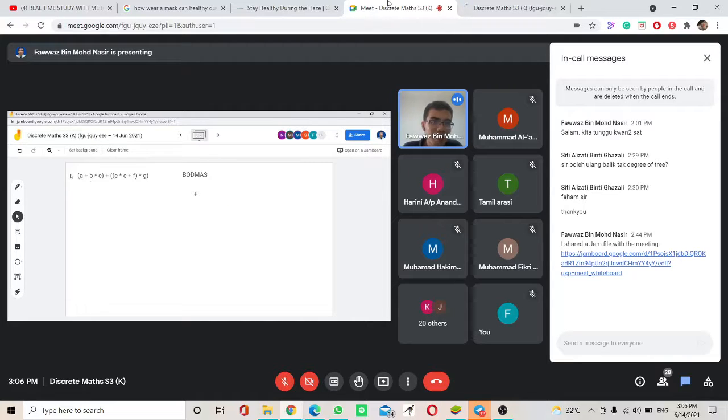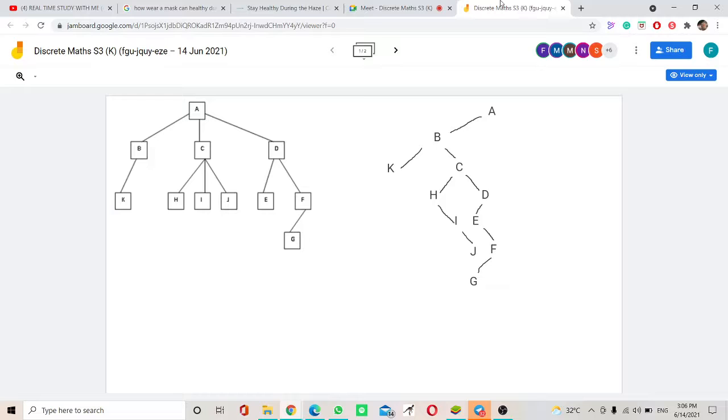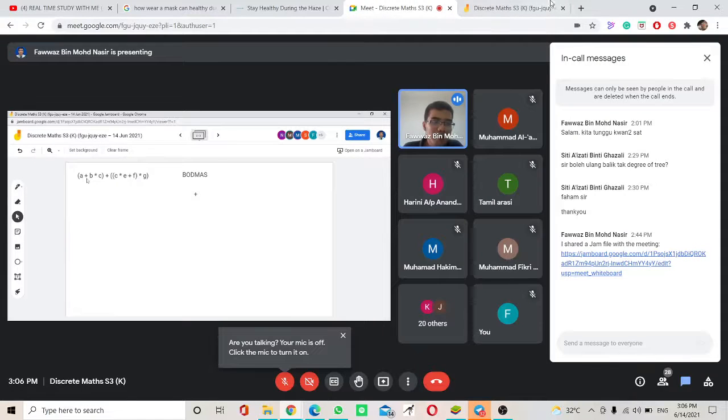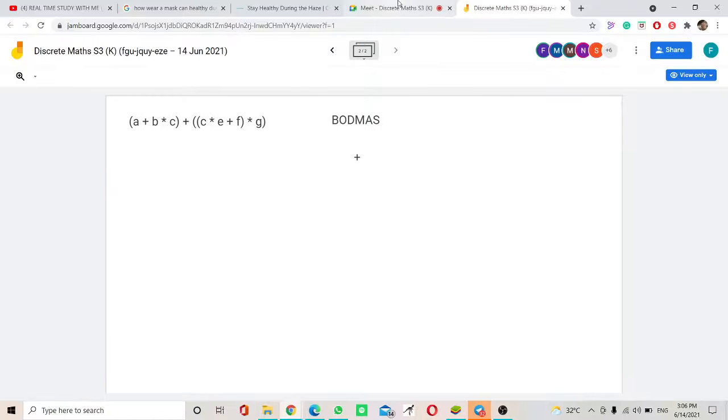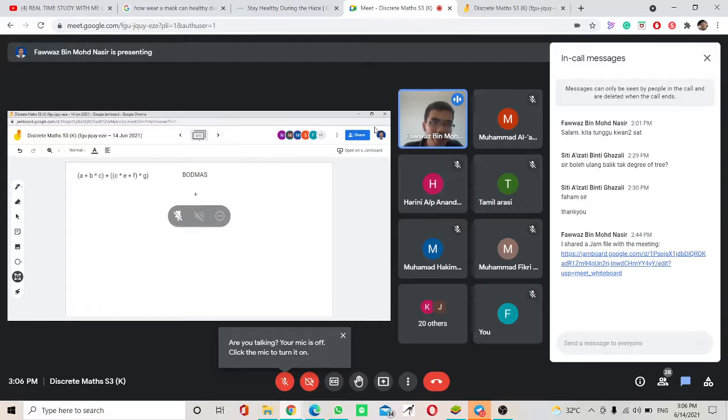Lepas tu kita just tengok from left to right. So the left hand side, from the left kita ada the first bracket. Dalam the first bracket ni, last kali kita akan selesaikan is part plus ni. So kita jadikan plus ni as the child of this plus. Kita akan dapat plus kat situ, so dia akan jadi the left child of the first plus tadi.